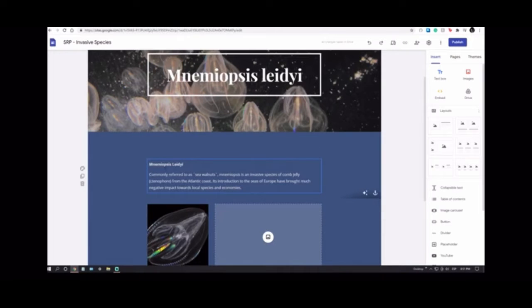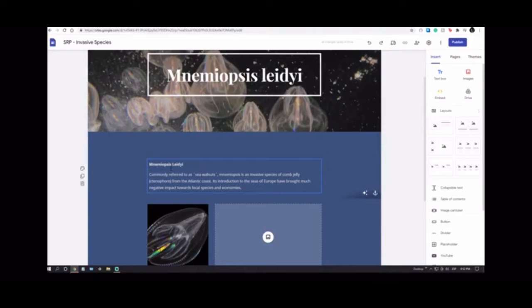It provides a small introduction to the species. Mnemiopsis leidyi, commonly referred to as sea walnuts, is an invasive species native to the Atlantic coast, and its introduction to several European seas has caused much negative impact towards local species and economies.